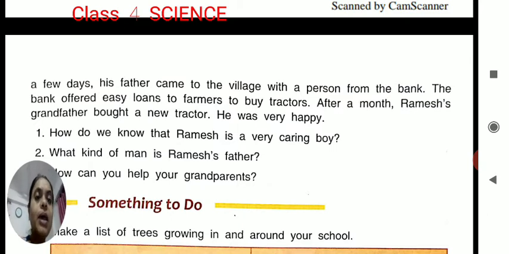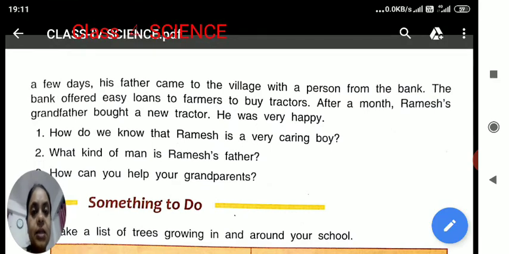What kind of a man is Ramesh's father? Yes, many of you have answered that Ramesh's father was a very kind man, and he was also very caring because he cares for his son as well as his father.